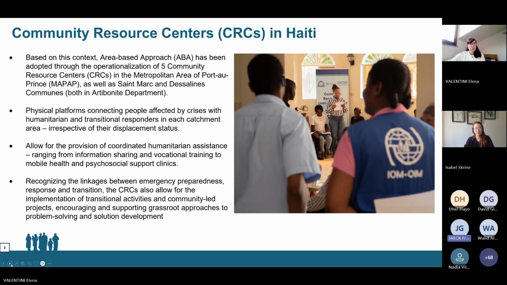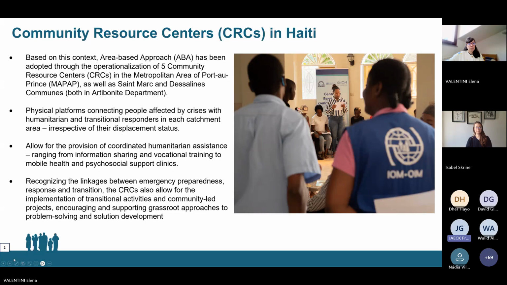These CRCs, like I said, allow for the provision of coordinated humanitarian assistance. These range from ICLA, so legal support and counseling, information sharing, mobile medical clinics, and counseling sessions for mental health and psychosocial support. We also work with different stakeholders, including community-based organizations, civil society, national NGOs, as well as the local authorities, to conduct community workshops, vocational training, as well as informal education sessions.